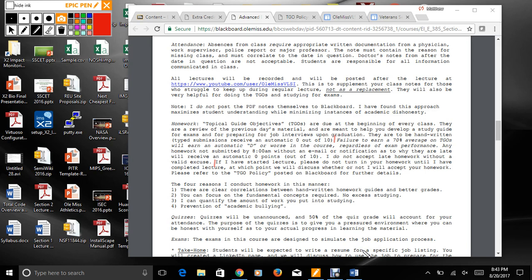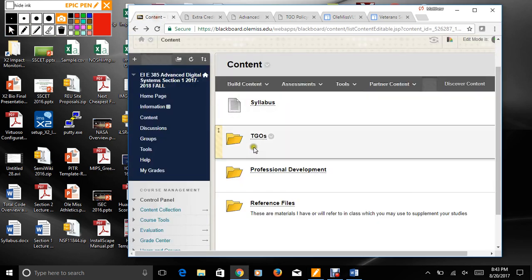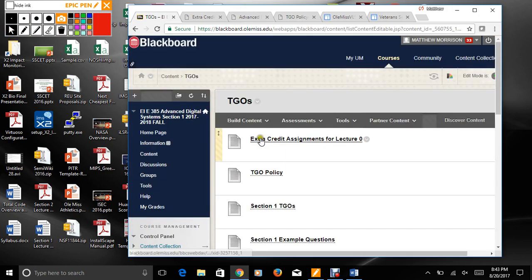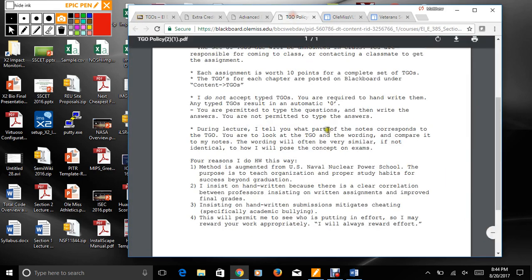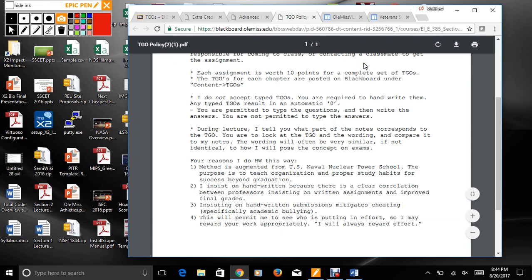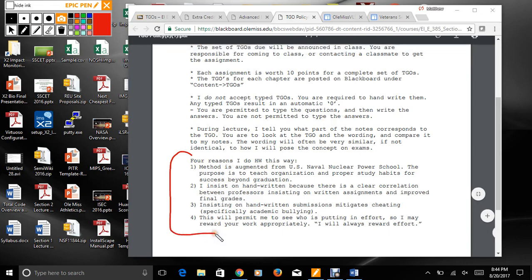So in number 7, in the TGO policy, I describe 4 reasons why I do homework this way. State them. If you go back to content in the Topical Guide Objectives, I also have a TGO policy where basically I reiterate everything I've discussed before. In this case, I've already opened it for you, and the answer to number 7 is here. 4 reasons I do homework this way.